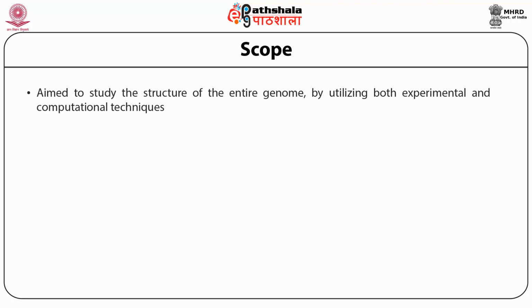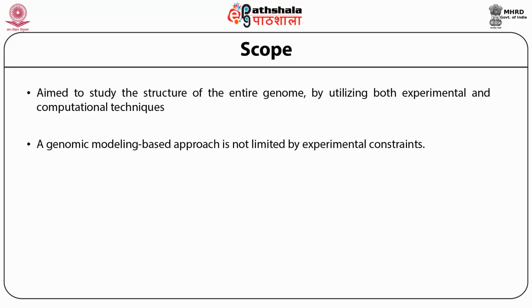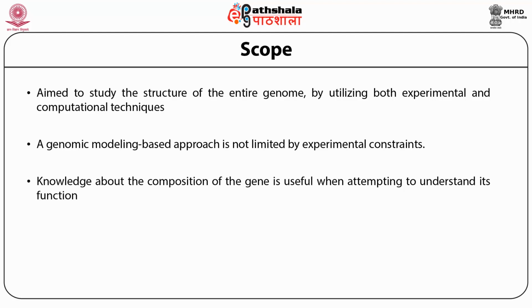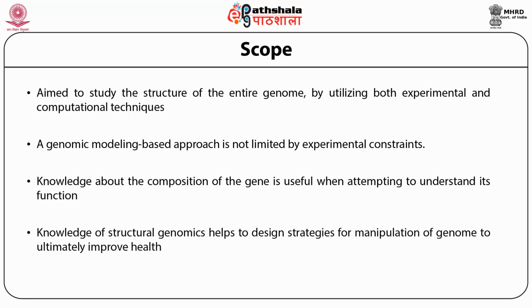The main aim of structural genomics was to study the structure of the entire genome by utilizing both experimental and computational techniques. And the primary advantage here is that the genomic modeling-based approach is not limited by experimental constraints. Knowledge about the composition of genes is always an additional advantage when attempting to understand its function and also helps to design strategies for manipulation of the genome to ultimately improve health.